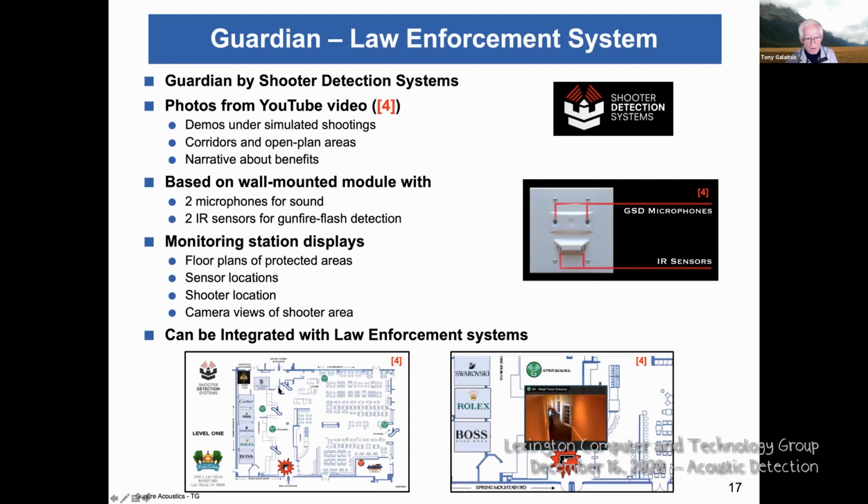So with these systems, typically you'll get on a computer the display of the floor plan of whatever area is protected. And then, of course, you can have additional things that can integrate cameras that are maybe installed nearby that can show you a view of the shooter on a magnified version of this floor plan. And of course, these can be integrated in remote law enforcement systems so that they can send first responders to the site.